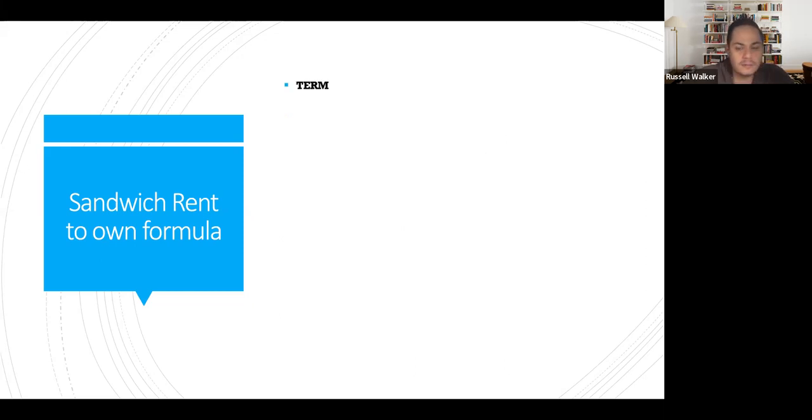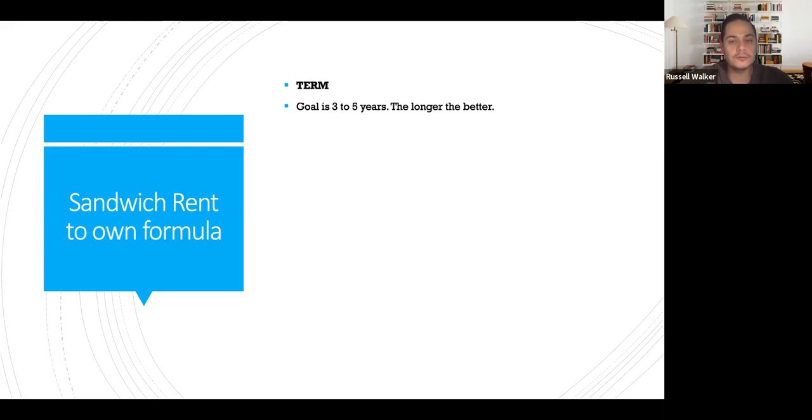The next thing, negotiate a term. So how long is the lease? How long is the term, right? So the goal is, if you're going to stay in the middle, the longer the better. If you can get it for 3 years, 5 years, that's great. But if you can get it for 7 years, 8 years, 10 years, that's even better, right?